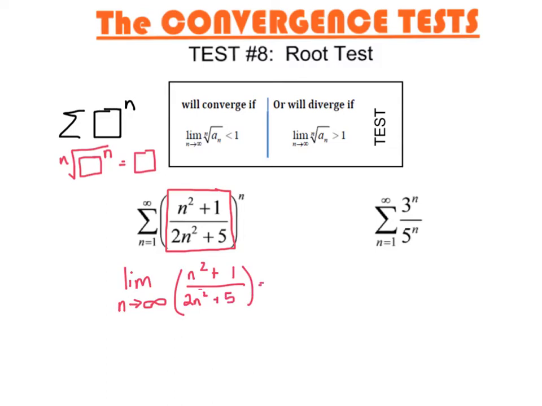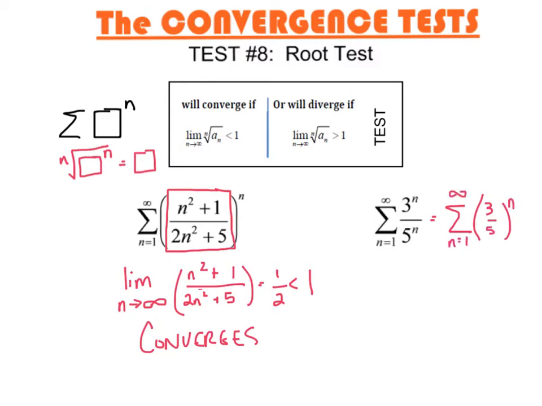The limit is 1/2, which is less than 1, so the series converges. Now, as I said, it really is an offshoot, kind of combining a bunch of different things along with geometric. Like this one, we could rewrite this as 3/5 to the n. So again, this is just showing another way of doing geometric.